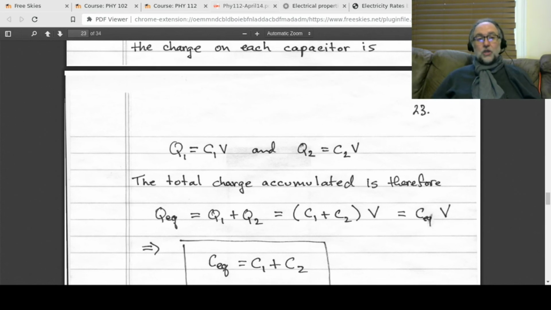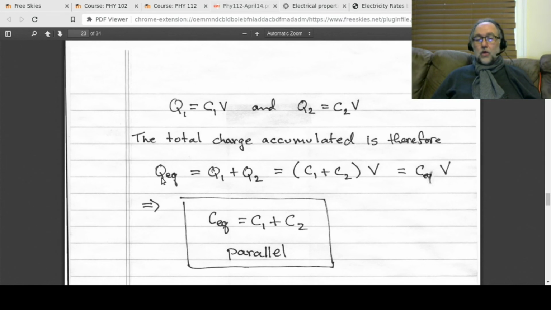Well, the total charge accumulated, we can call it Q equivalent. That's going to be the sum of the charge accumulated on C1 and the charge accumulated on C2. If we take this formula and plug it in, we get C1V plus C2V. We can factor out the V, so we get C1 plus C2 times V, which is equal to the effective capacitance times V. You divide out the V and you find that the effective capacitance is just C1 plus C2. So whenever you have capacitors in parallel, their capacitances add. Two capacitors in parallel, C1 and C2, have an equivalent capacitance of C1 plus C2.